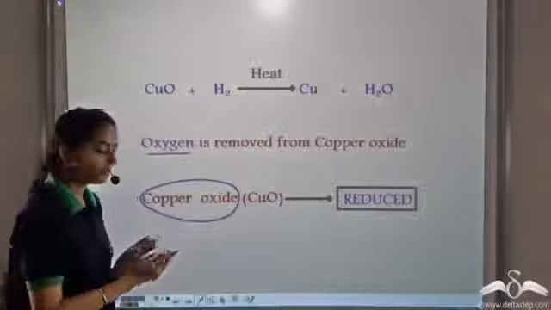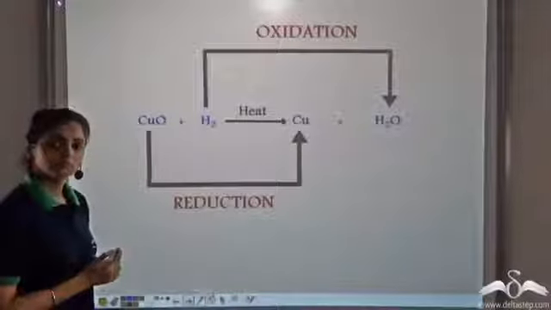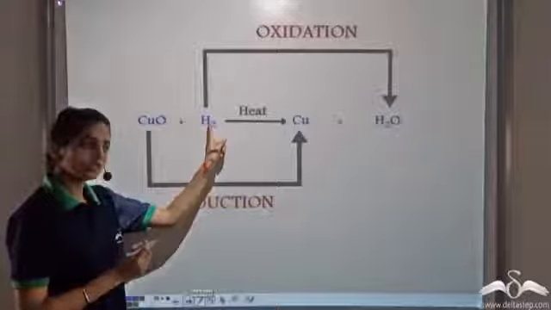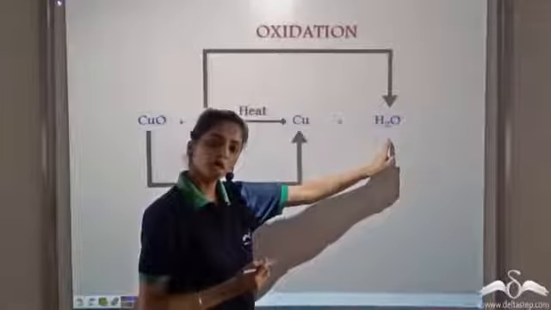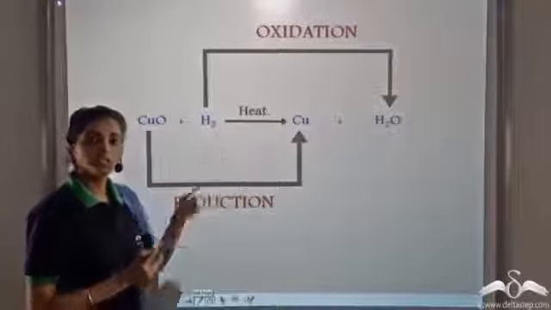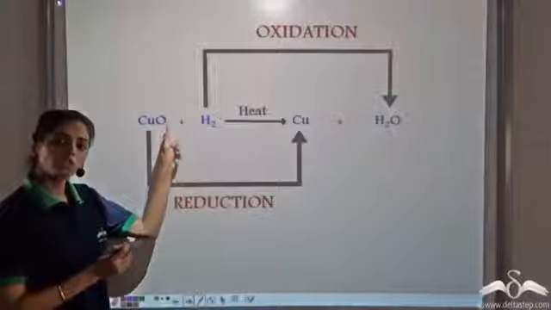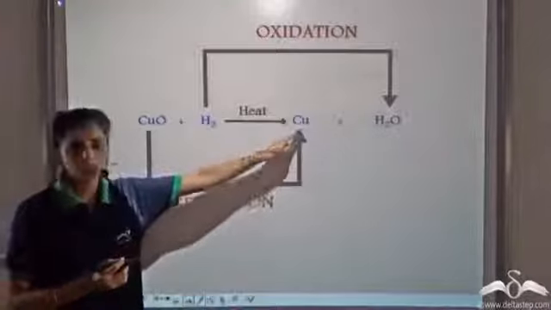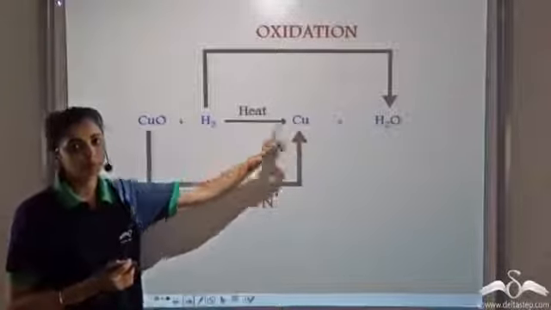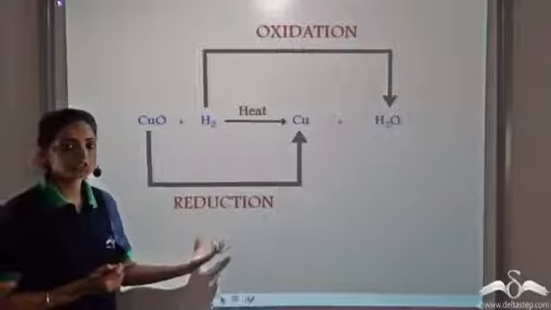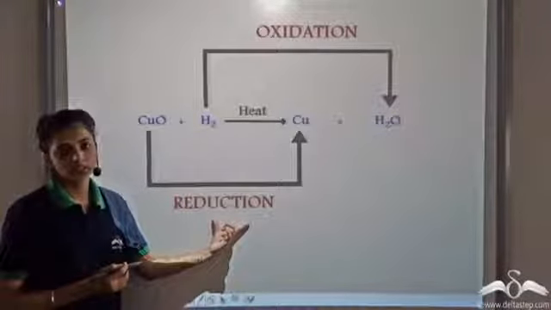So the addition of oxygen is oxidation. In this case, oxygen is added to hydrogen, so hydrogen is undergoing oxidation. And oxygen is being removed from copper oxide, and it forms copper. So copper oxide is being reduced, or this reaction is known as a reduction reaction.